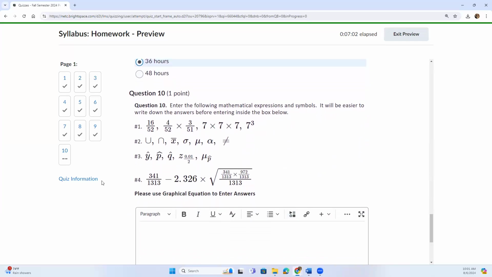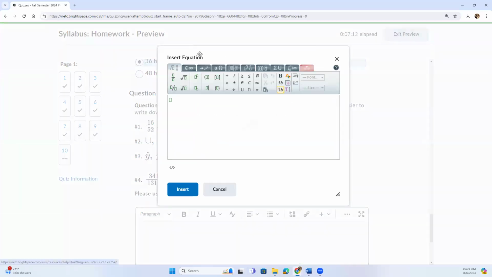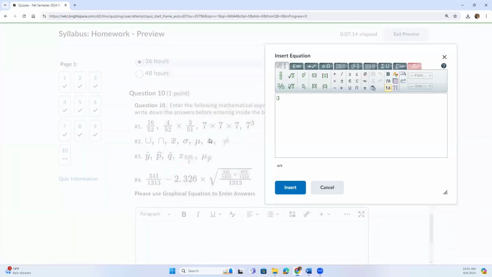Question number 10. I'm going to show you how to use graphical equation here to enter all these answers. Let me do number 1, graphical equation. These are some of the things that students will enter throughout the course. Number 1, fraction bar, a fraction. Please use a fraction. Do not use a slash. I count that as incorrect. If it's a fraction, just use a fraction bar.